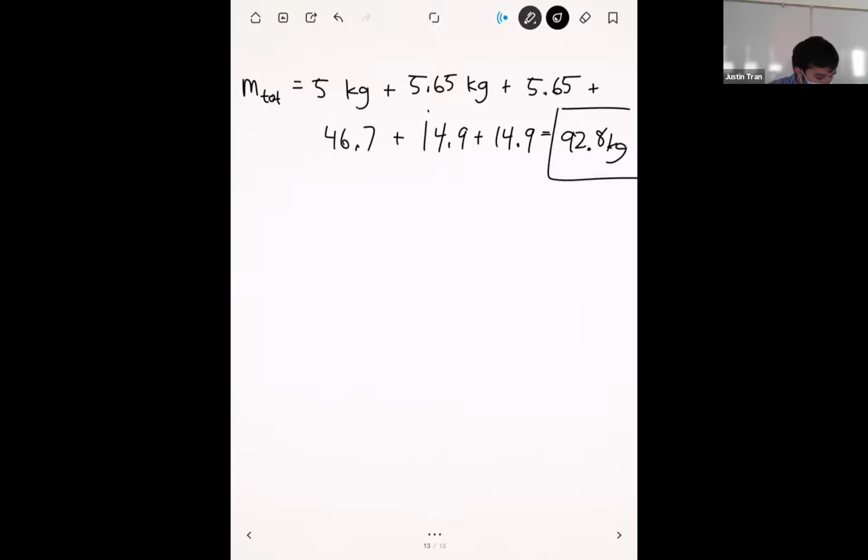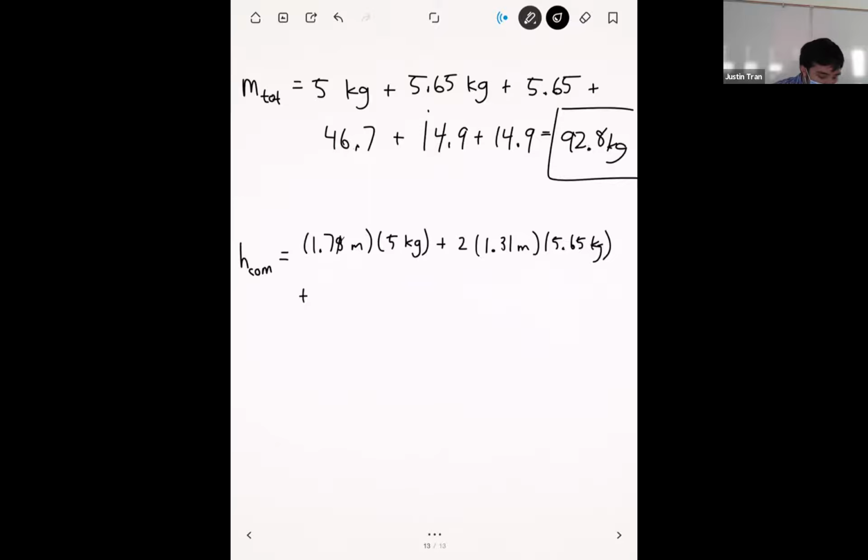Now that we have the total mass, we can plug that into our formula. So H_COM. I'm using H here just because we're only looking at the height from the ground. First, we take the product of the mass of each segment multiplied by its position. Starting with the head, it was 1.8 meters off the ground, multiplied by the mass of the head, 5 kilograms. Then we take the two arms, and since they are identical, I'm just going to add a 2 right here. Each arm is 1.31 meters off the ground and the mass is 5.65 kilograms.